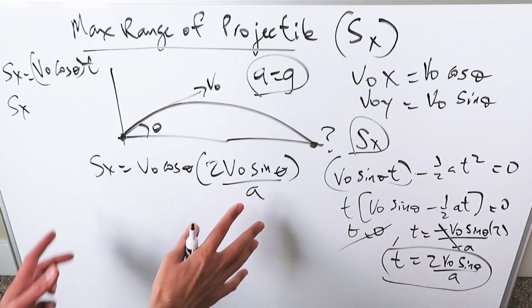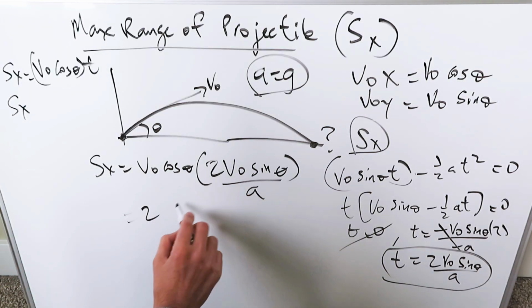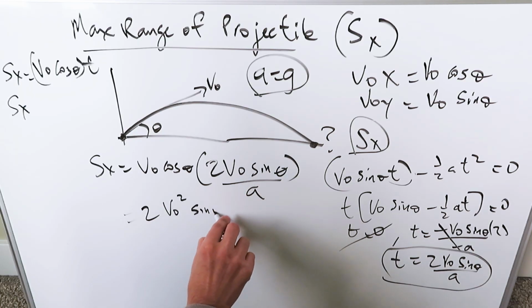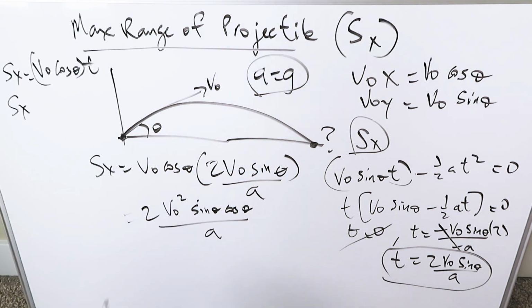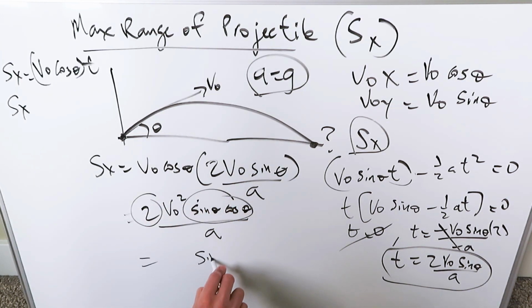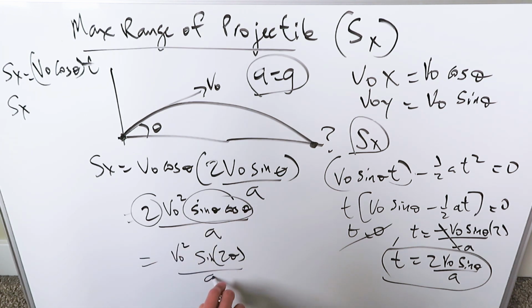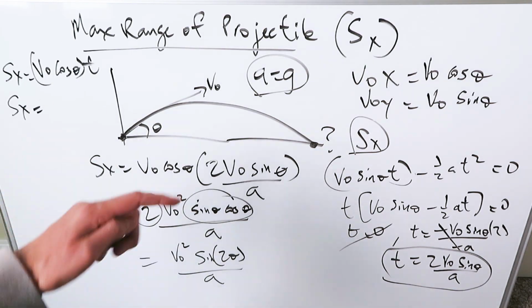Simplify this or bring things together. I will have here a 2, I have here a initial velocity squared, I have sine theta, cosine theta, all over acceleration. But you can simplify this. Look, 2 sine theta cosine theta is no different than sine 2 theta. And then I have this initial velocity squared over a. Here's your other equation. You have 2 equations which can give you your maximum range of projectile.